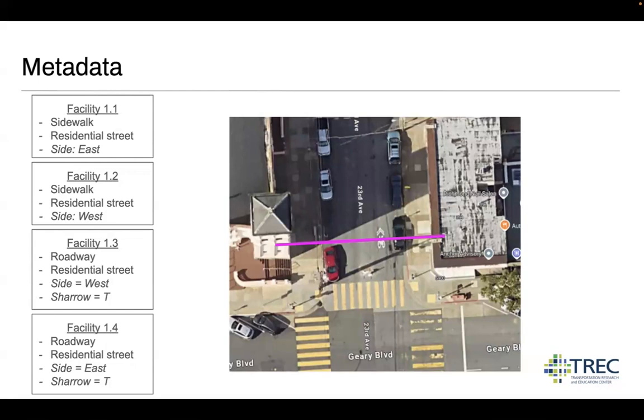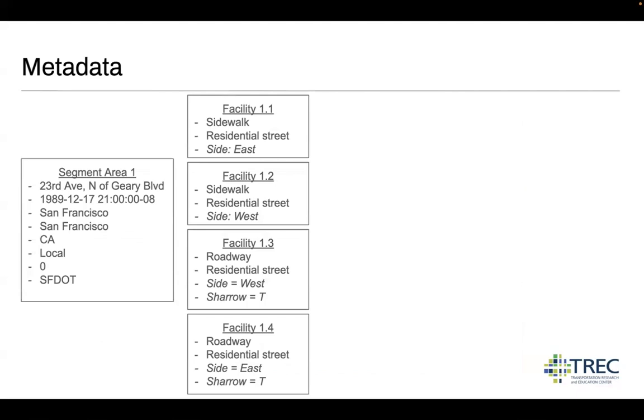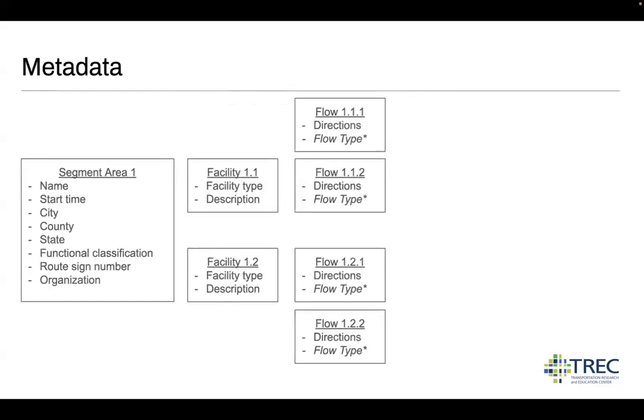And in this case, if your counts differentiate between the sides of the street, then you can end up with four facilities. Sidewalk east side, sidewalk on the west side, east side of the roadway, and the west side of the roadway. Going back to the metadata structure, we started off with one segment area and now have four facilities. At this point, there would be 4 rows of metadata in the metadata file for this example. After the facilities level, we move to the flow level information.